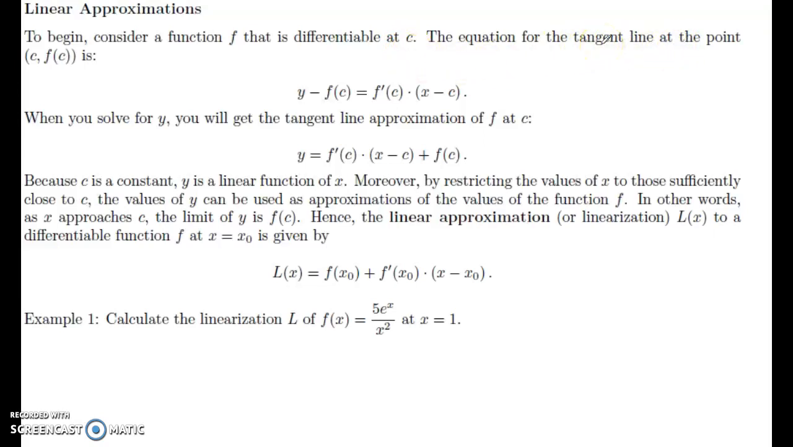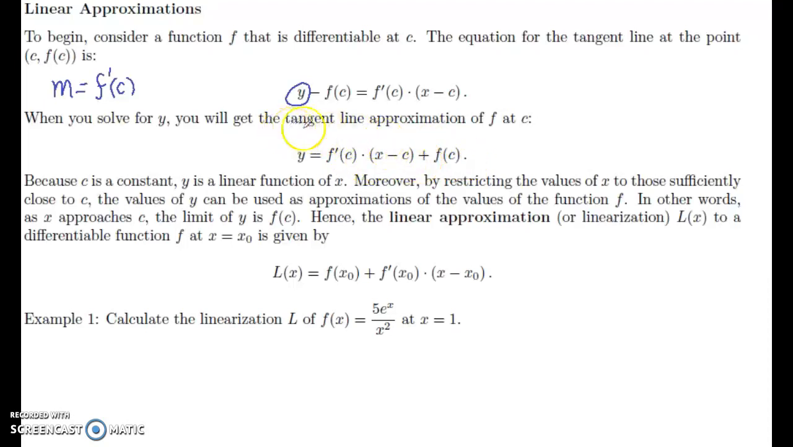line. We use a point slope form. So at the point c, the point is (c, f(c)), and the slope m is just f prime evaluated at the x value c. So the point slope form is y minus f of c equals the slope f prime of c times x minus c. And if we solve for y, we add f of c on both sides, we get y equals f prime of c times x minus c plus f of c.